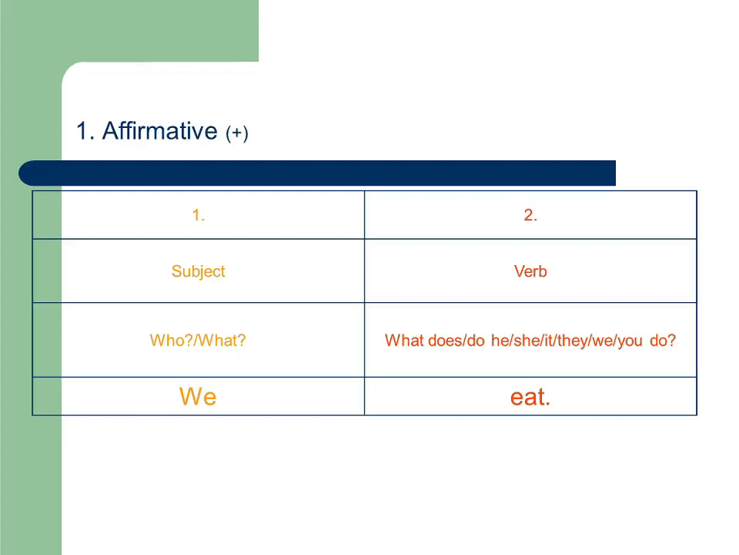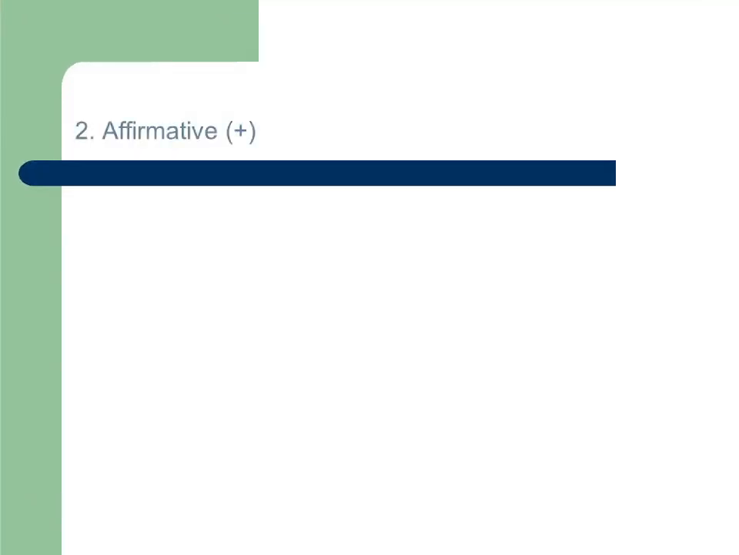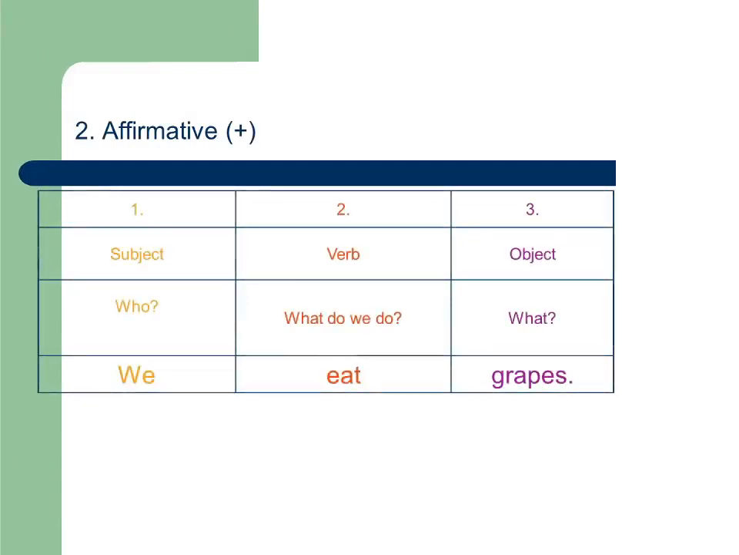Here the example is: we eat. We is the subject and eat is the verb. So the subject is coming first and the verb is coming second. This is the basic method of word order in an affirmative sentence. And the second thing, if there is subject, verb, and object, the subject should come first, then verb, then object. This is the method.